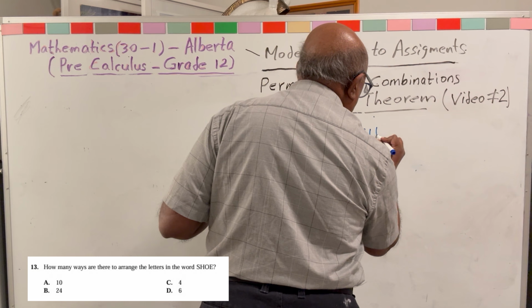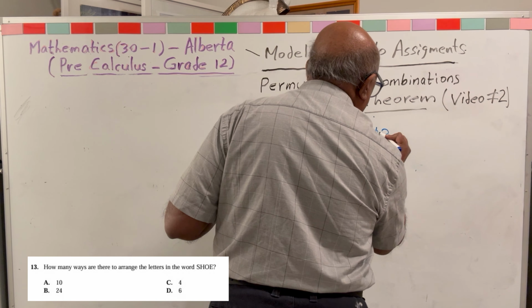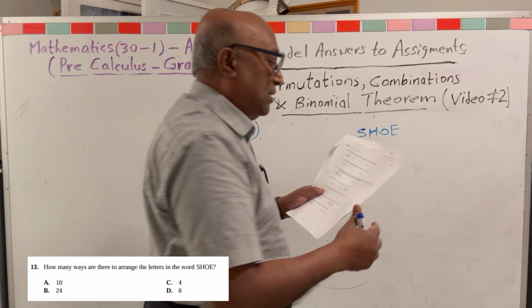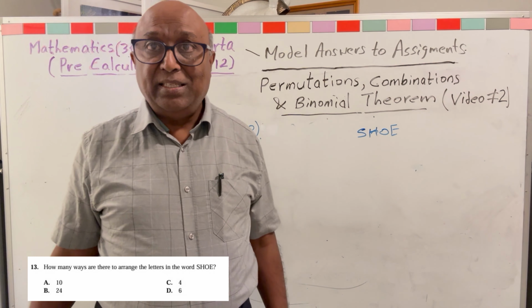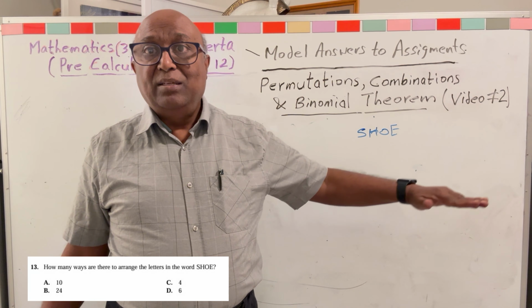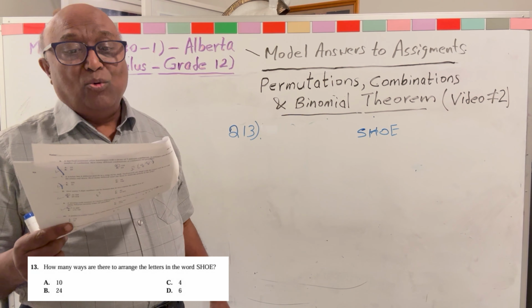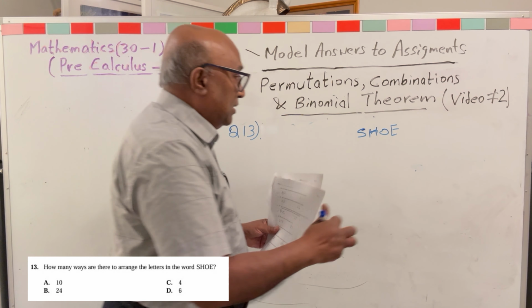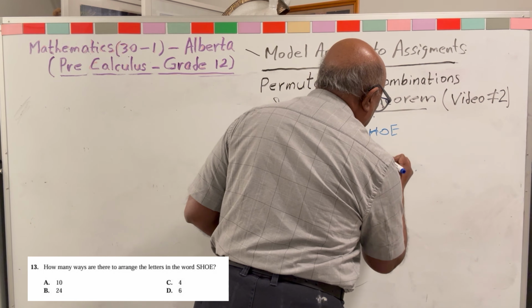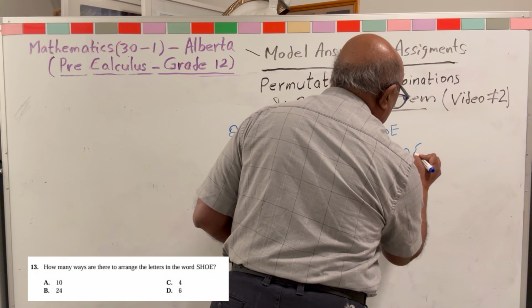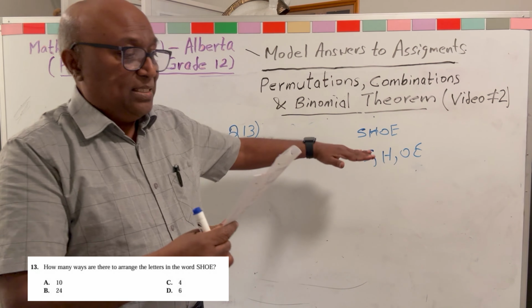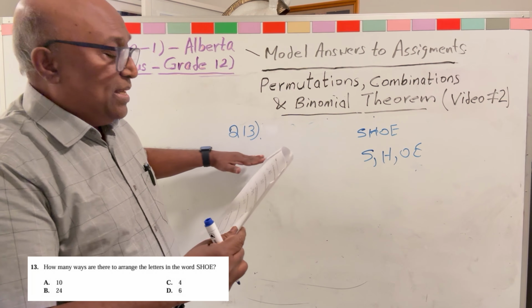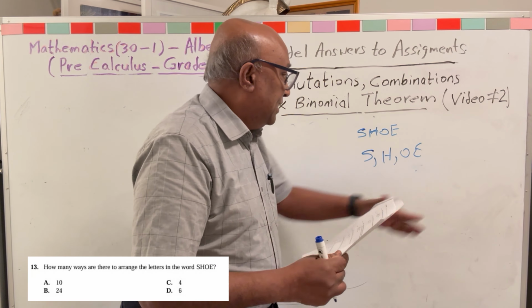Okay, this question is very straightforward. Actually, this question demonstrates the real meaning of the permutation. How many ways are there to arrange the letters in the word? The letters in the word mean this one, S-H-O-E. We have to arrange all these letters in a straight line.